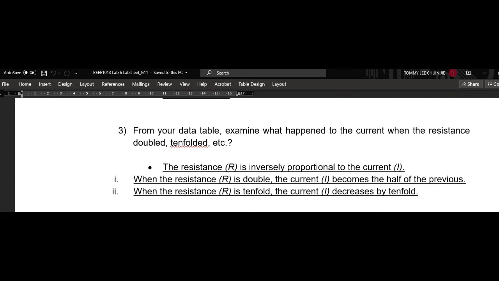Question number 3 is based on our table 2. What we have examined is that the resistance is inversely proportional to the current, and I will show you why it is so. What we have as constant here is the voltage. All voltages here are 5 volts. Resistance is the manipulated variable, and the measured current intensity is the responding variable.